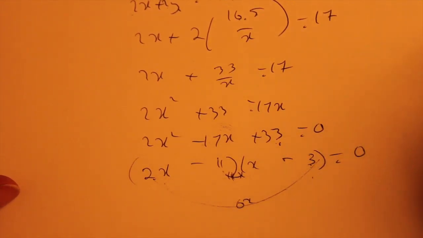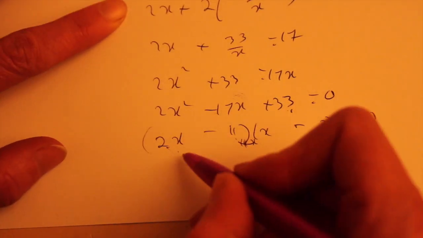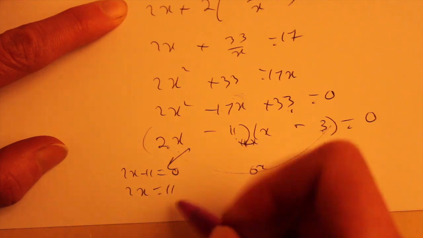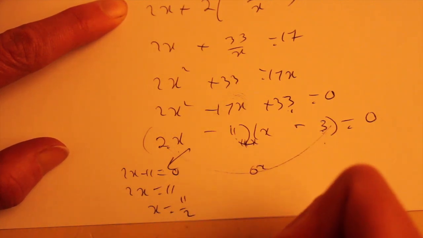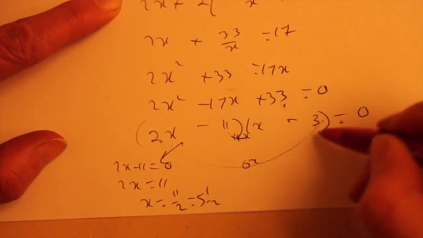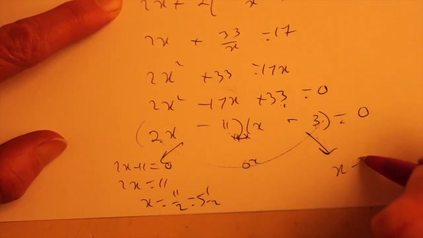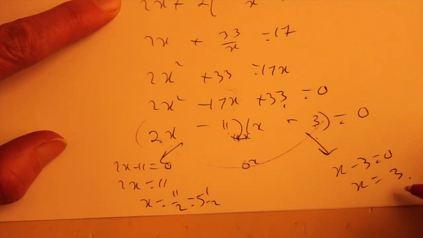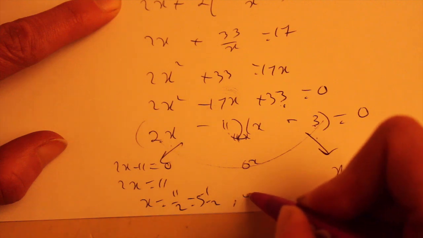Once you get that bit sorted out, you put each bracket equal to 0. So you have 2x minus 11 equals 0. So 2x equals 11, so x equals 11 over 2, or 5.5 if we think of it. And this one here, x minus 3 equals 0, so x equals 3. Now I'm going to see if the question can give me some type of hint to what x I should be choosing. At the minute, both seem feasible enough, so I'll go ahead and work out the y's.